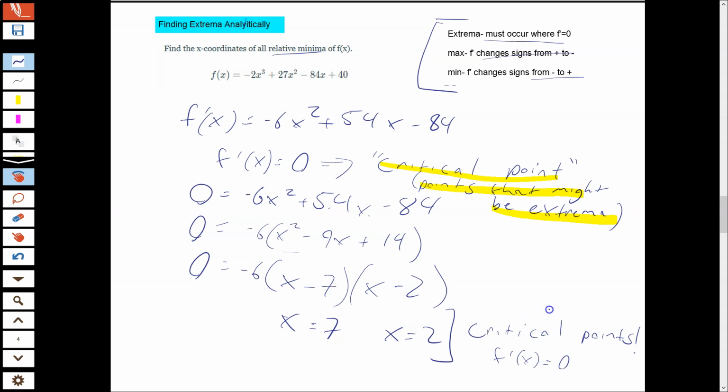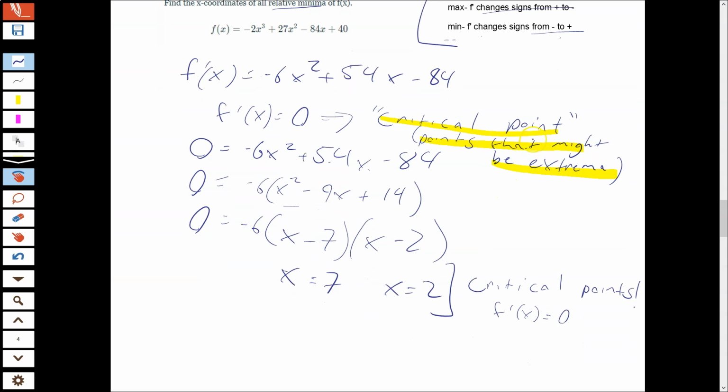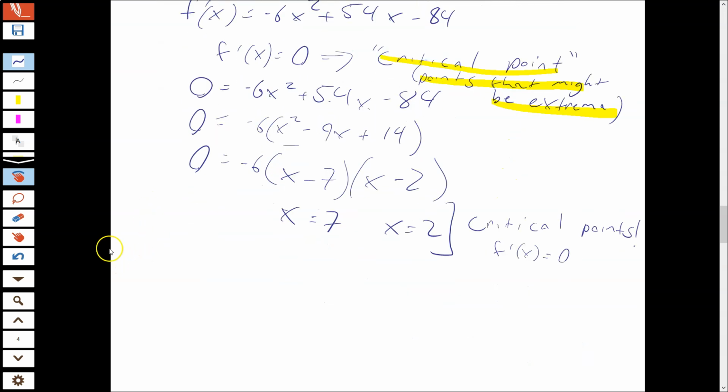Okay? We're not done yet. So these are the points that just might be our solution. We're trying to find the minima. We need to check a little bit more closely. So we need to check whether f prime changes signs. Okay? Now, we just learned a thing in the last lesson that's going to help us do that. So I'm going to draw a sign chart.